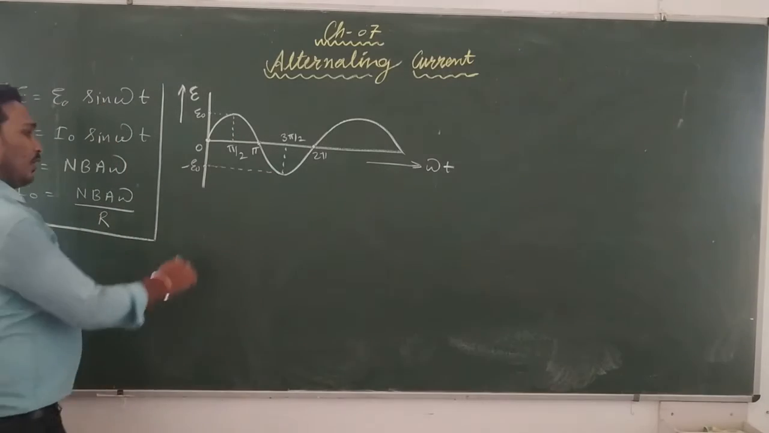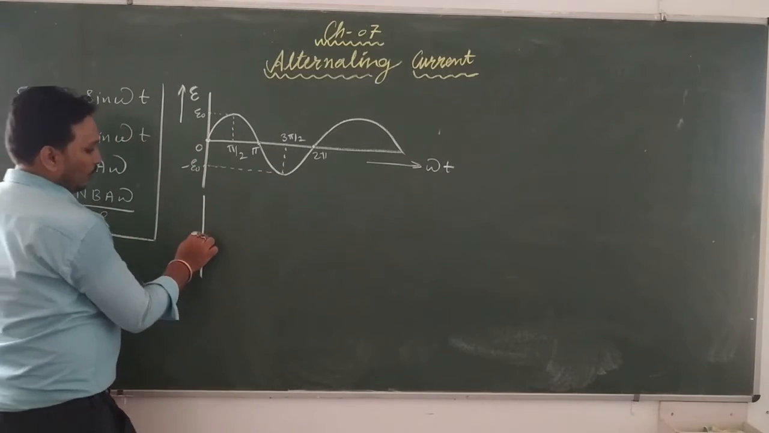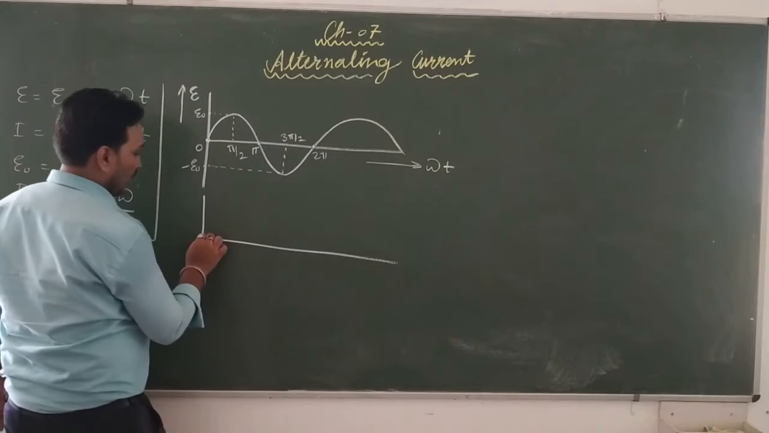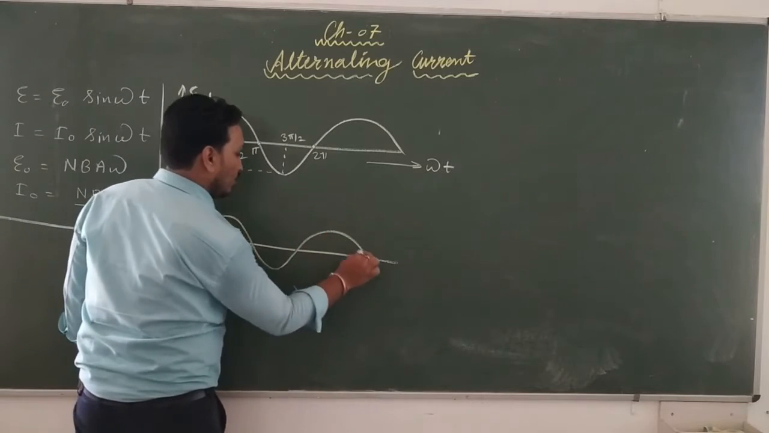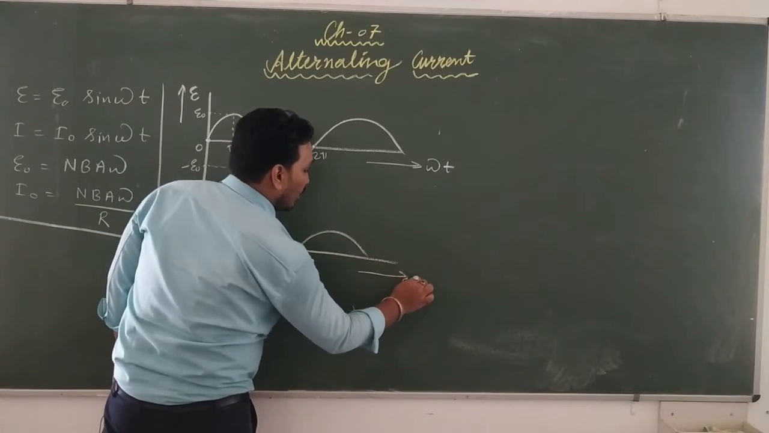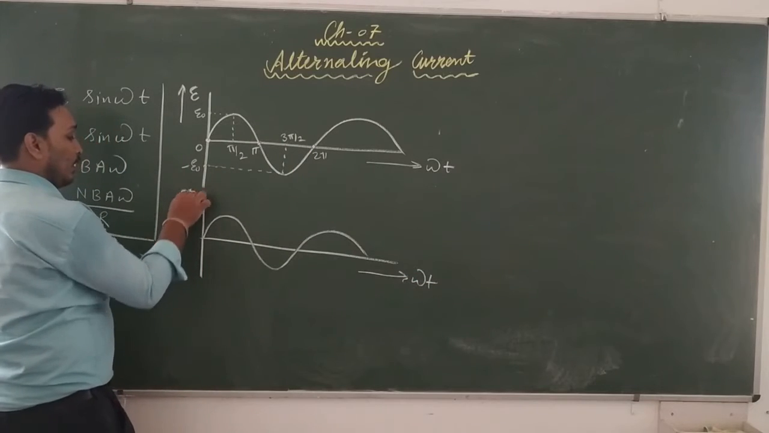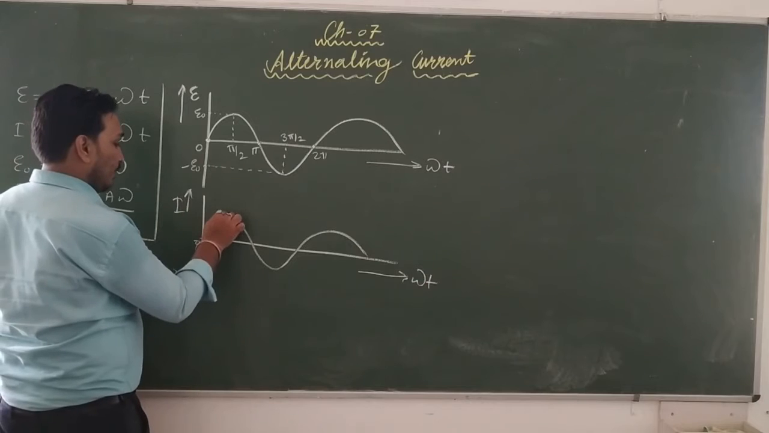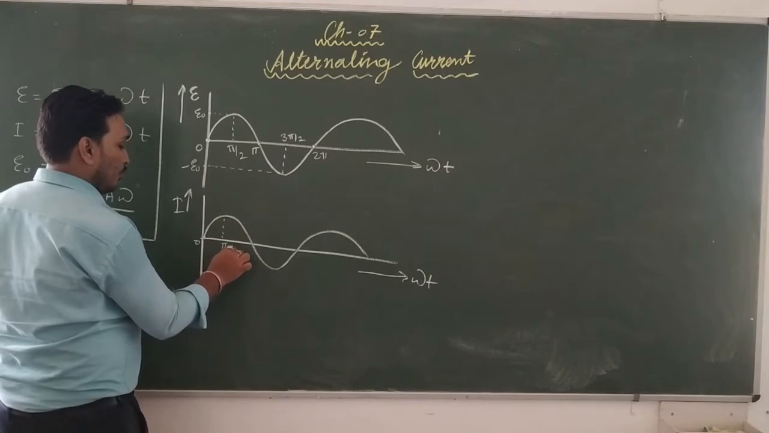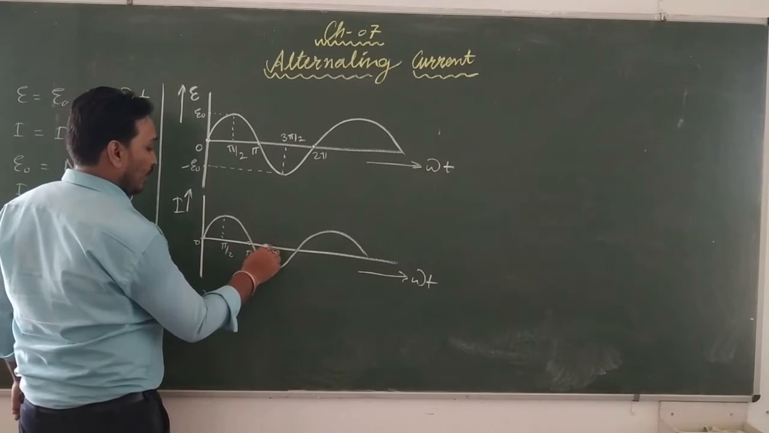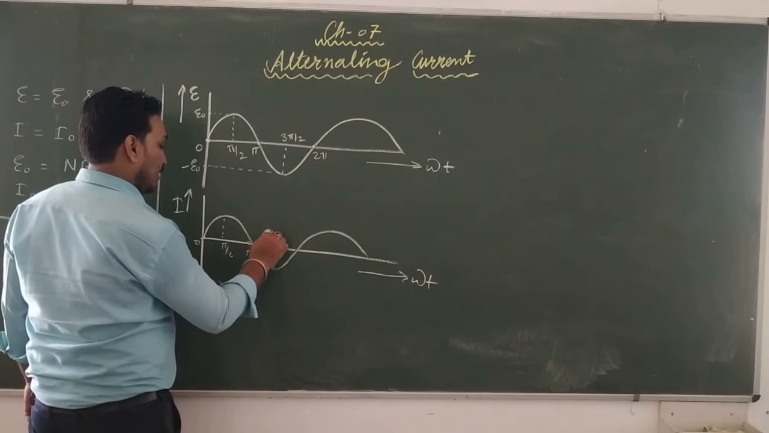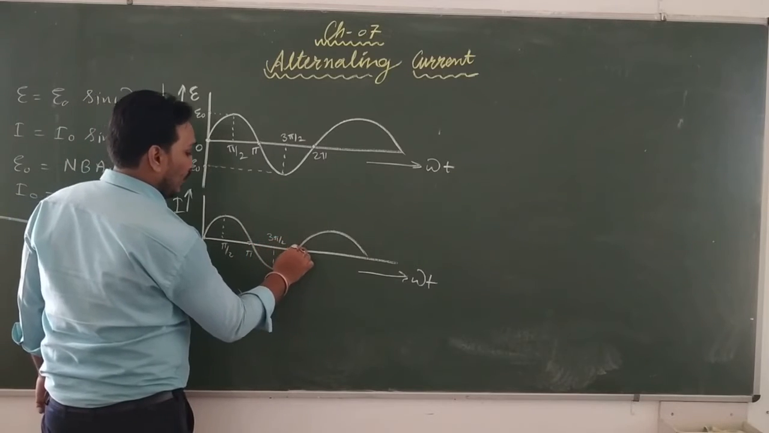Right? The same goes with the current also. For the current, the graph is going to be the same because it is also a function of sin theta only. Here we are going to have omega t. This is 0. This is what? It is pi by 2. This is what? It is pi. This is what? It is 3 pi by 2. And this is what?